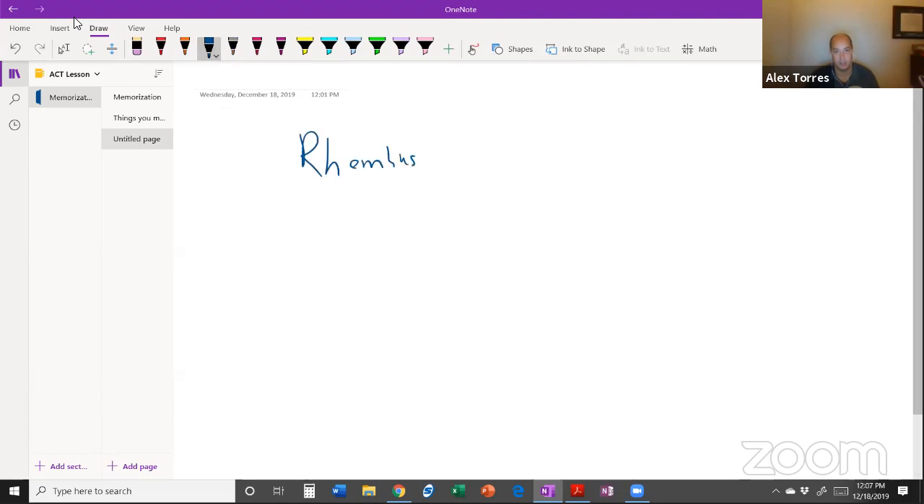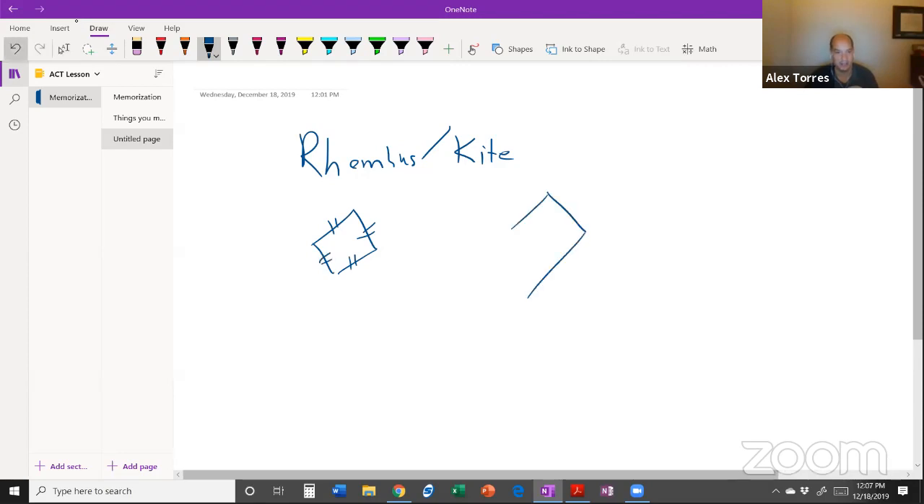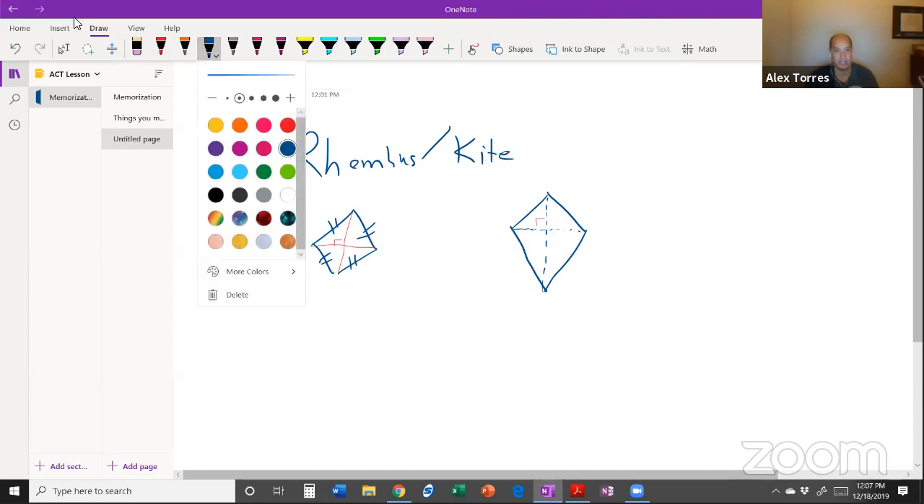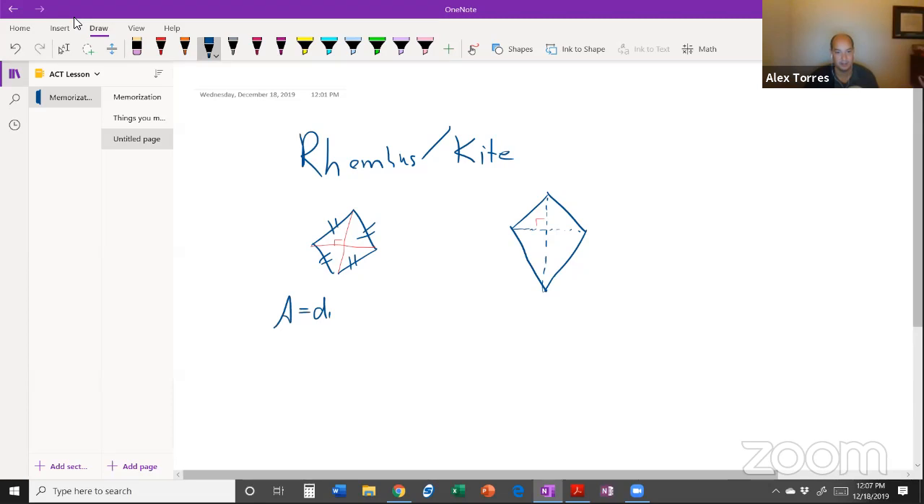A rhombus is a quadrilateral with all four sides congruent. It usually looks kind of like a parallelogram, but all four sides are equal. And a kite is symmetrical left to right, but not symmetrical up and down. Both the rhombus and the kite have a 90-degree angle where their diagonals intersect, so that's very important to be aware of. The area formulas for both are D1 times D2 over 2, so diagonal 1 times diagonal 2 over 2.